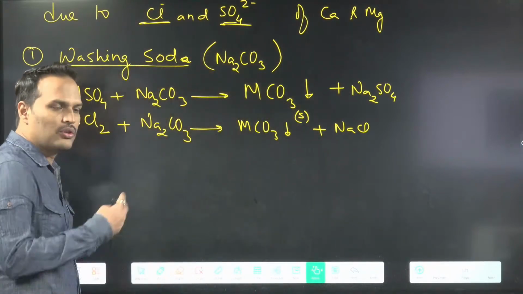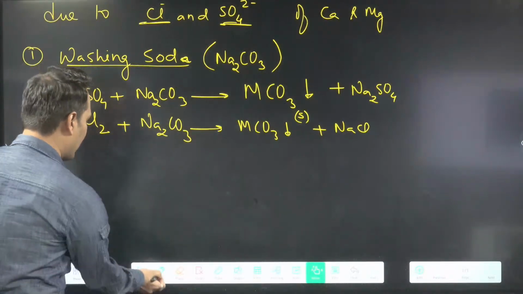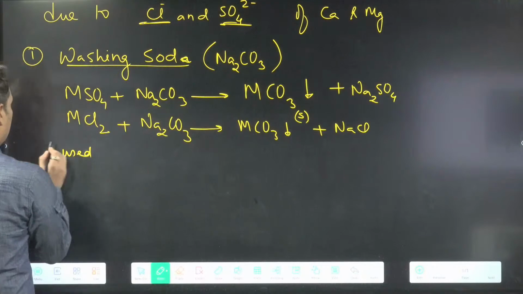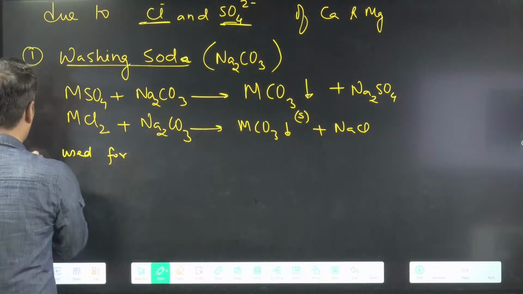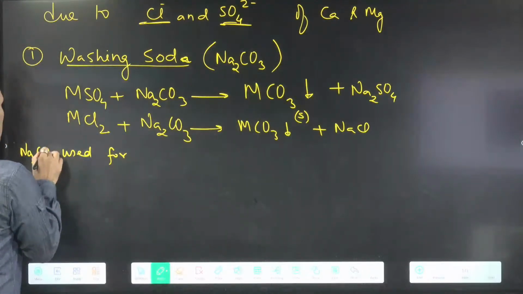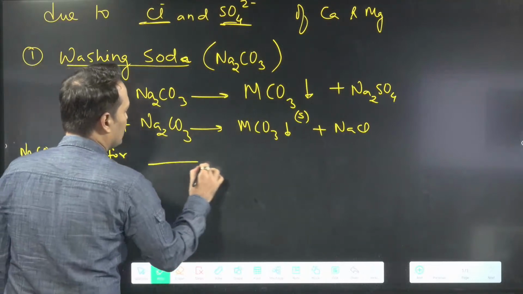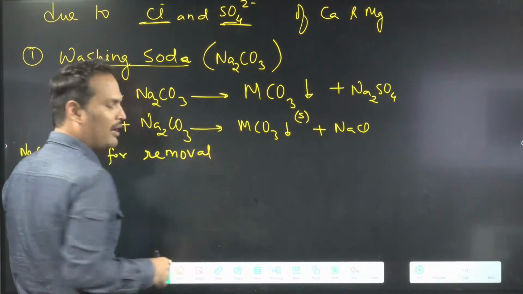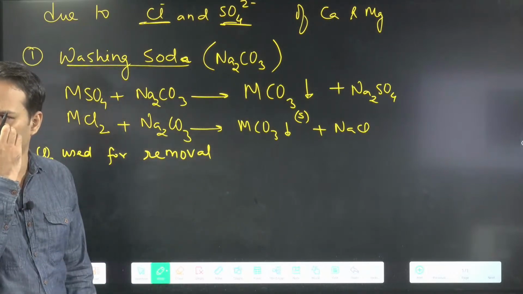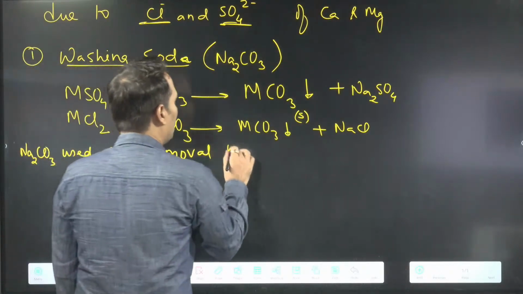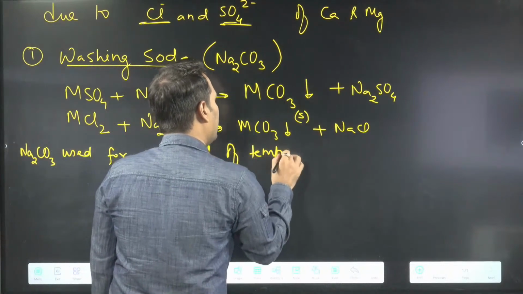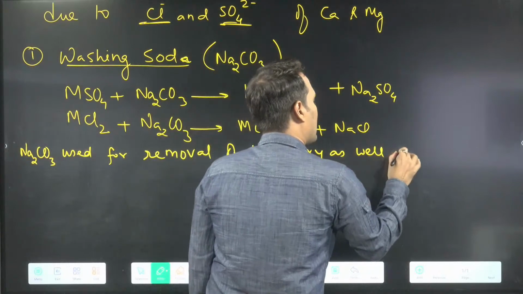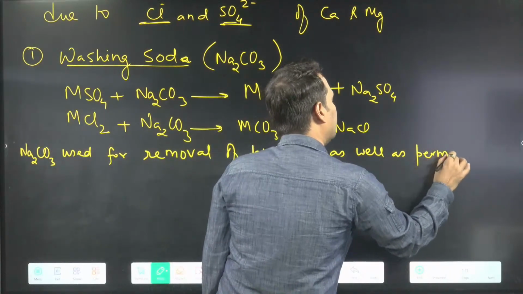Okay? So next, you can write here or in the next part, "used for". This method is used for, or you can write what? Na2CO3 used for removal of... What can I write? Have you seen that line? Everyone is having NCERT, you can go and check once. Removal of temporary as well as permanent hardness.